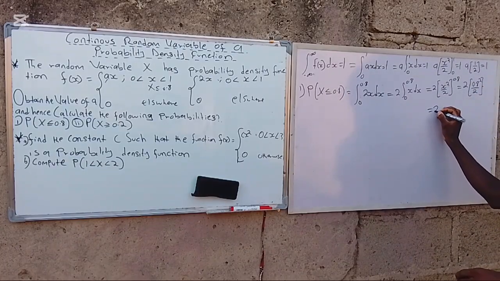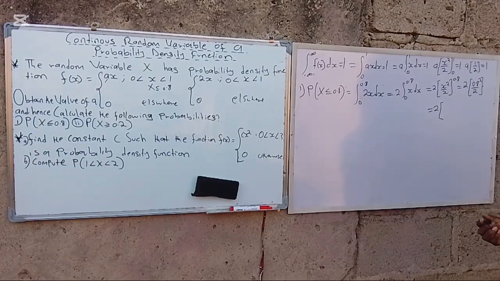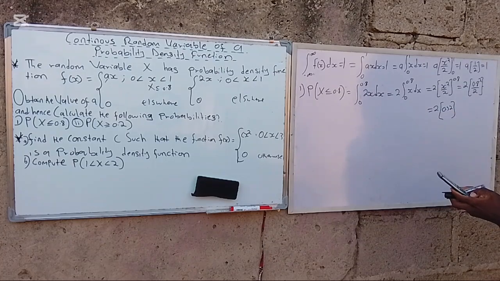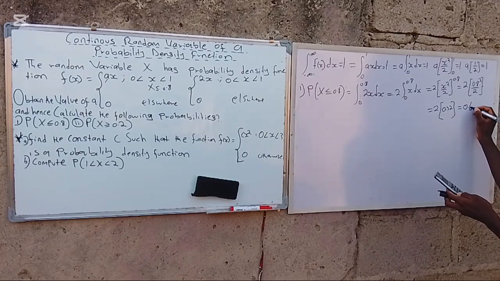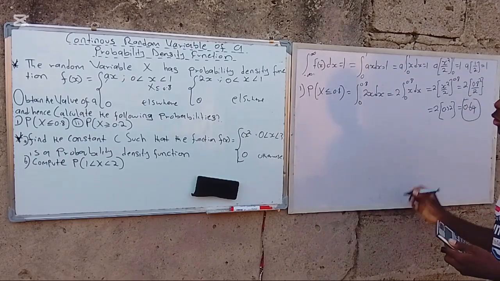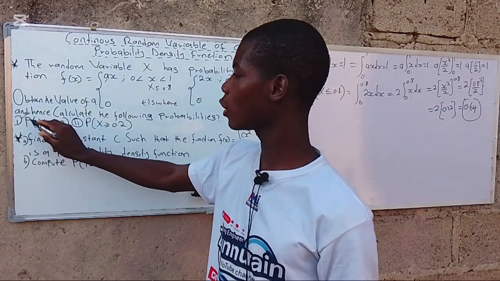So this equals 2 multiplied by 0.8 squared, which is 0.64, divided by 2, which is 0.32. Multiplying it by 2, this becomes 0.64. At the end, I get 0.64 for this question, so I'm done with the first one.